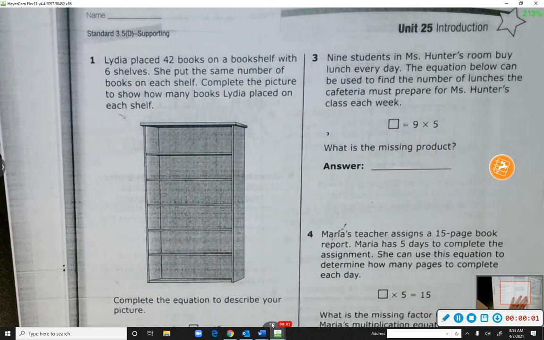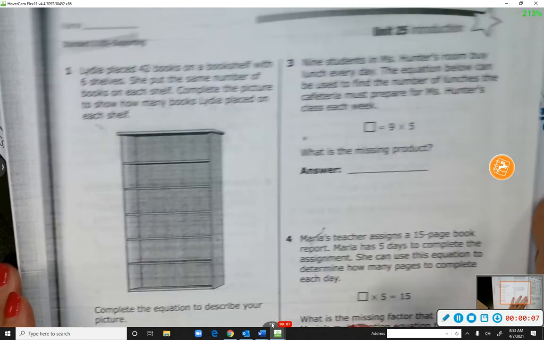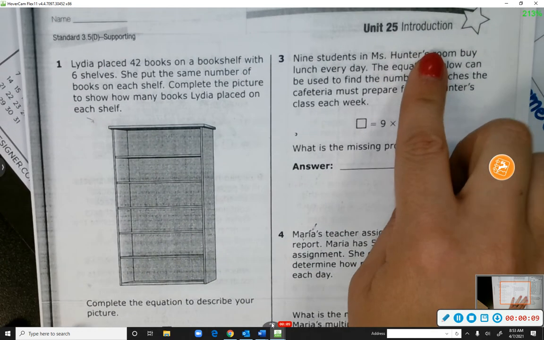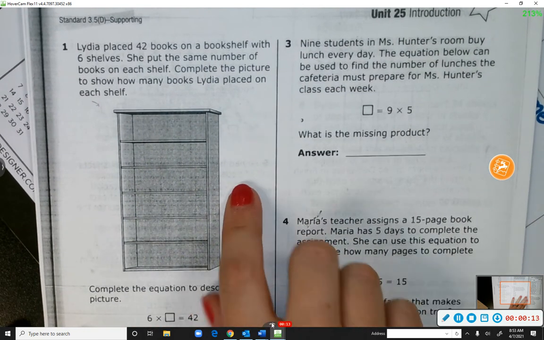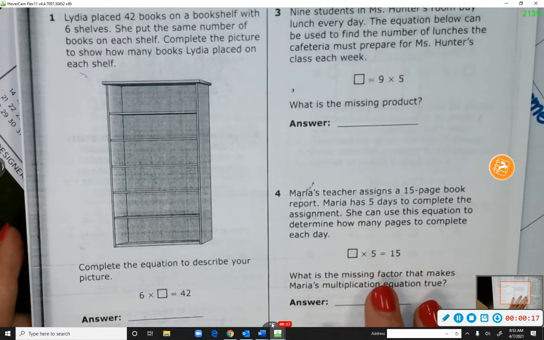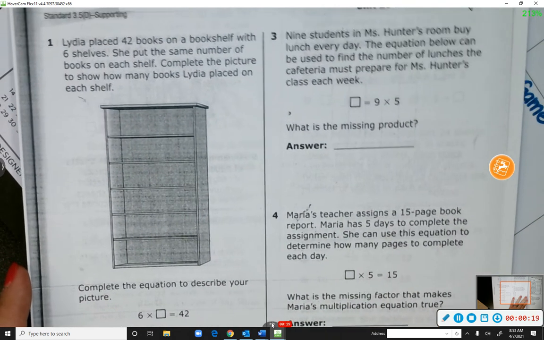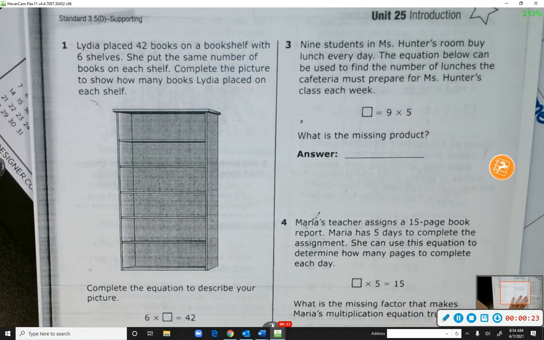Okay, today's Wednesday, April 7th, and you guys at home should see some papers in Seesaw that look like this, okay? Unit 25, Introduction, and the first problem has a bookshelf, okay? We are going to do some of these together, and then you guys will practice on your own, okay? So I really need you to focus and pay attention.